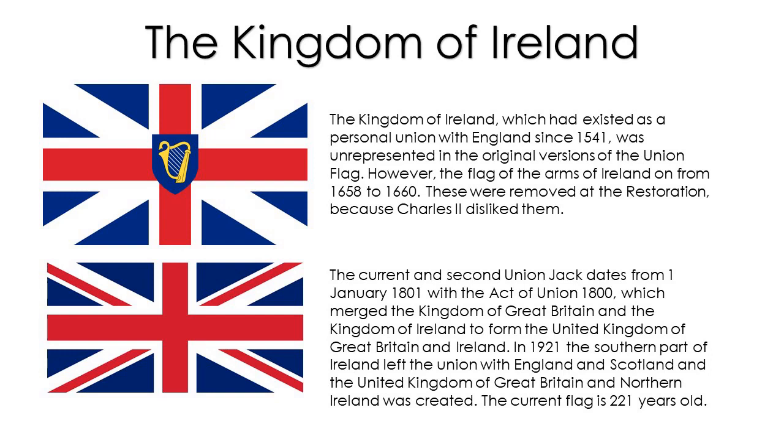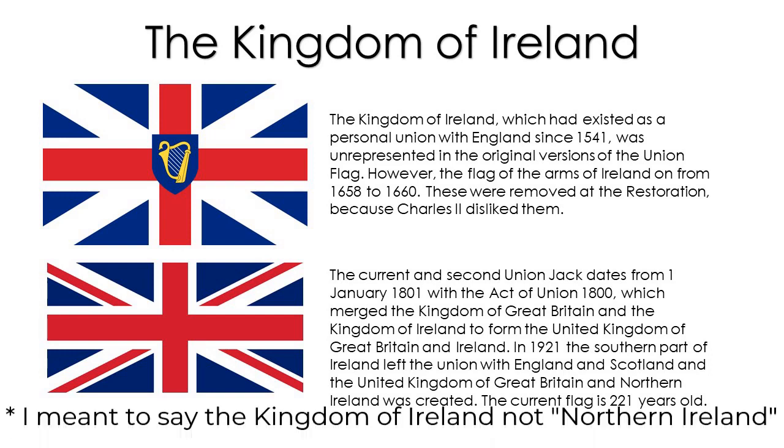Now, jumping down to the second paragraph and the second picture, you will recognise that flag. That's the flag of the United Kingdom today. So the current and the second Union Jack, or Union flag, dates from the 1st of January 1801, with the Act of Union in 1800, which merged the kingdoms of Great Britain and the Kingdom of Ireland to form what we came to know as the United Kingdom of Great Britain and Northern Ireland.